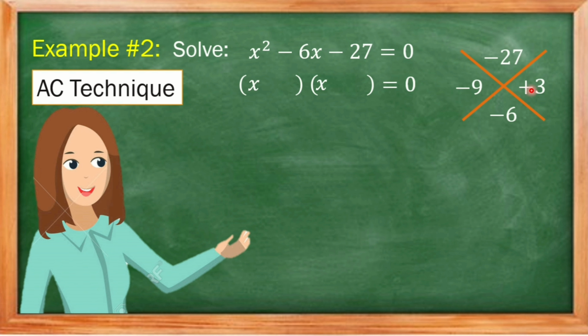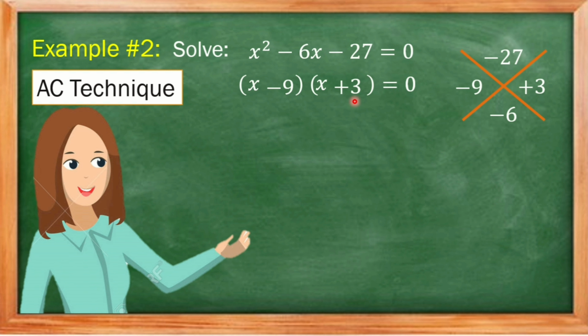Tapos, yung isa positive kasi kapag minultiply natin sila, dapat negative yung sagot. Okay? So, negative 9 times positive 3 is negative 27. Negative 9 plus 3, ang sagot natin ay negative 6. Okay, so pagkatapos niyan, eto naman, ilalagay na natin sila dito. Okay, so ganito. Yung negative 9 at positive 3. Okay, so ito yung nakuha nating factor ng equation na ito.